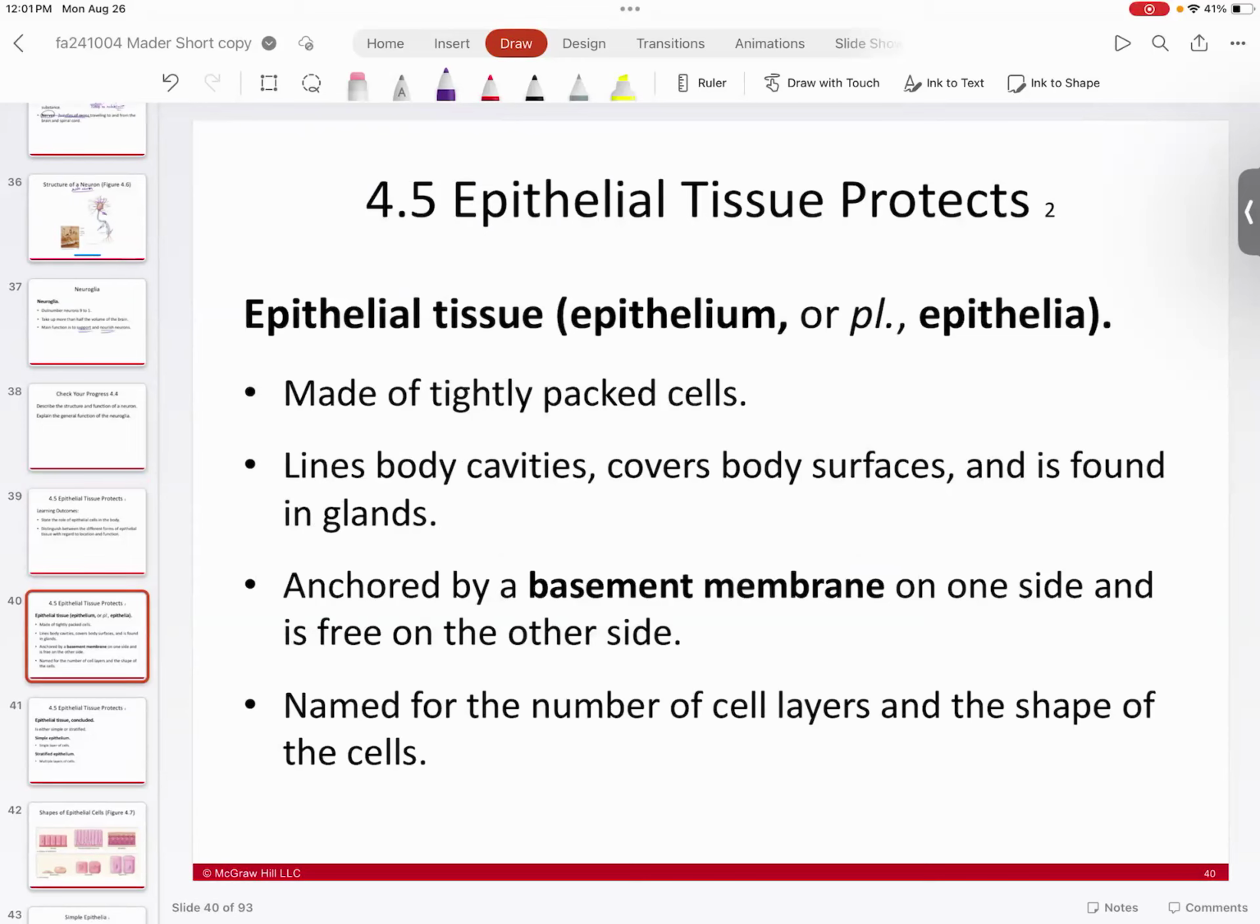Okay, so now let's go ahead and take a look at the last of the tissue chapters, epithelial tissue. So the epithelial tissue is generally made of very tightly packed cells with significant connections between them, and they tend to be liners. So this is basically liners and glands. That's basically what epithelial tissue does. So it'll line your body cavities, it'll cover your body surfaces, and of course, it'll be glandular as well.